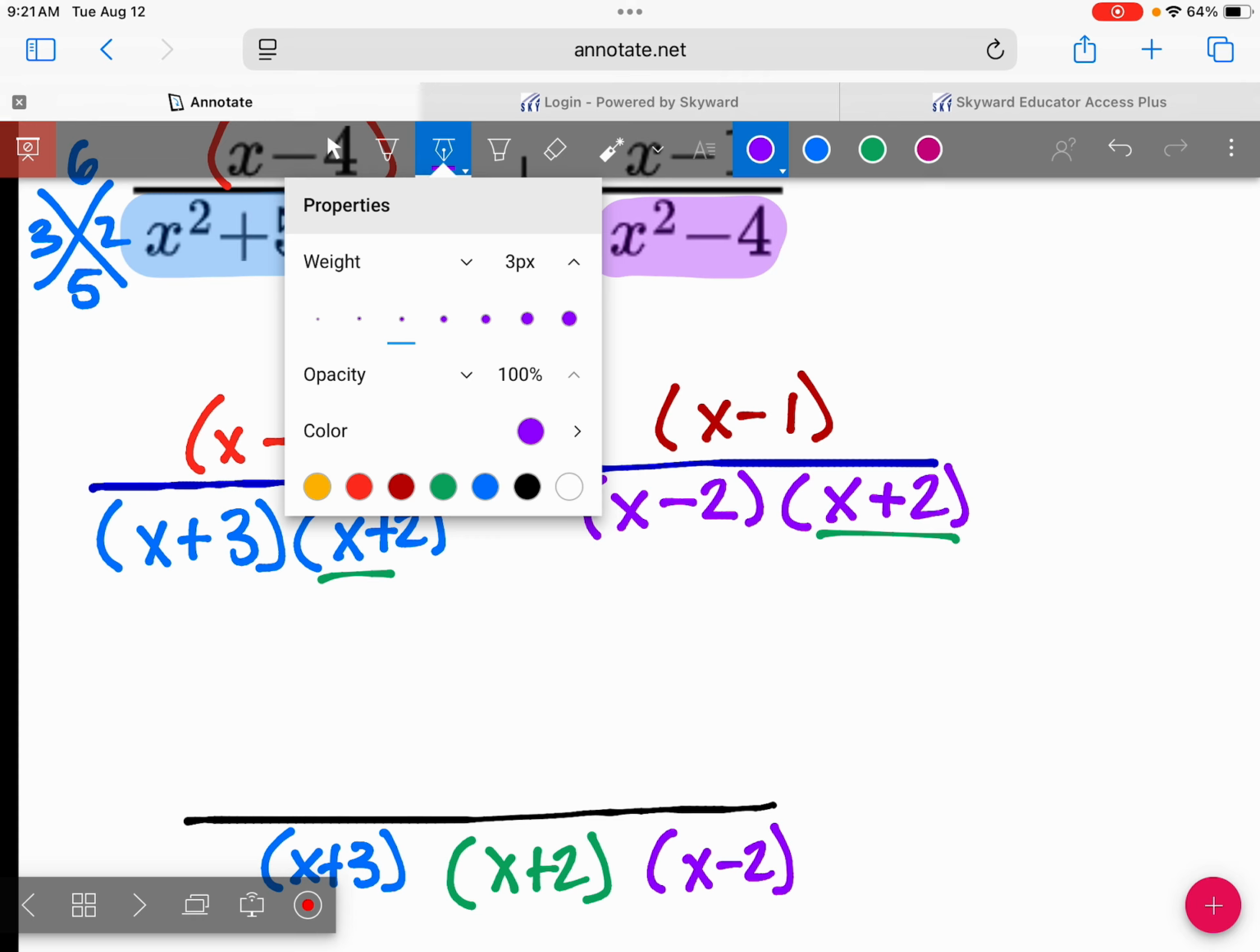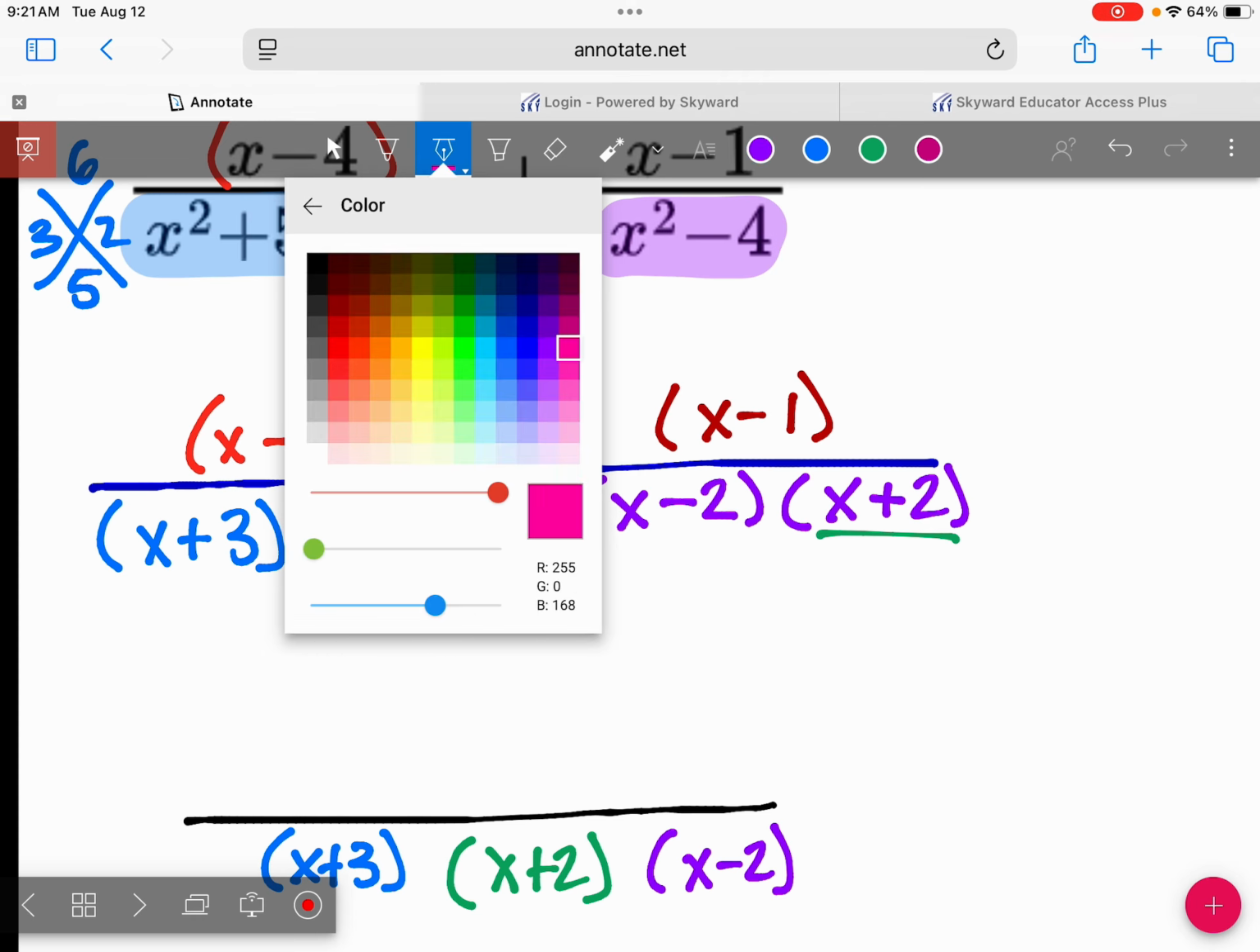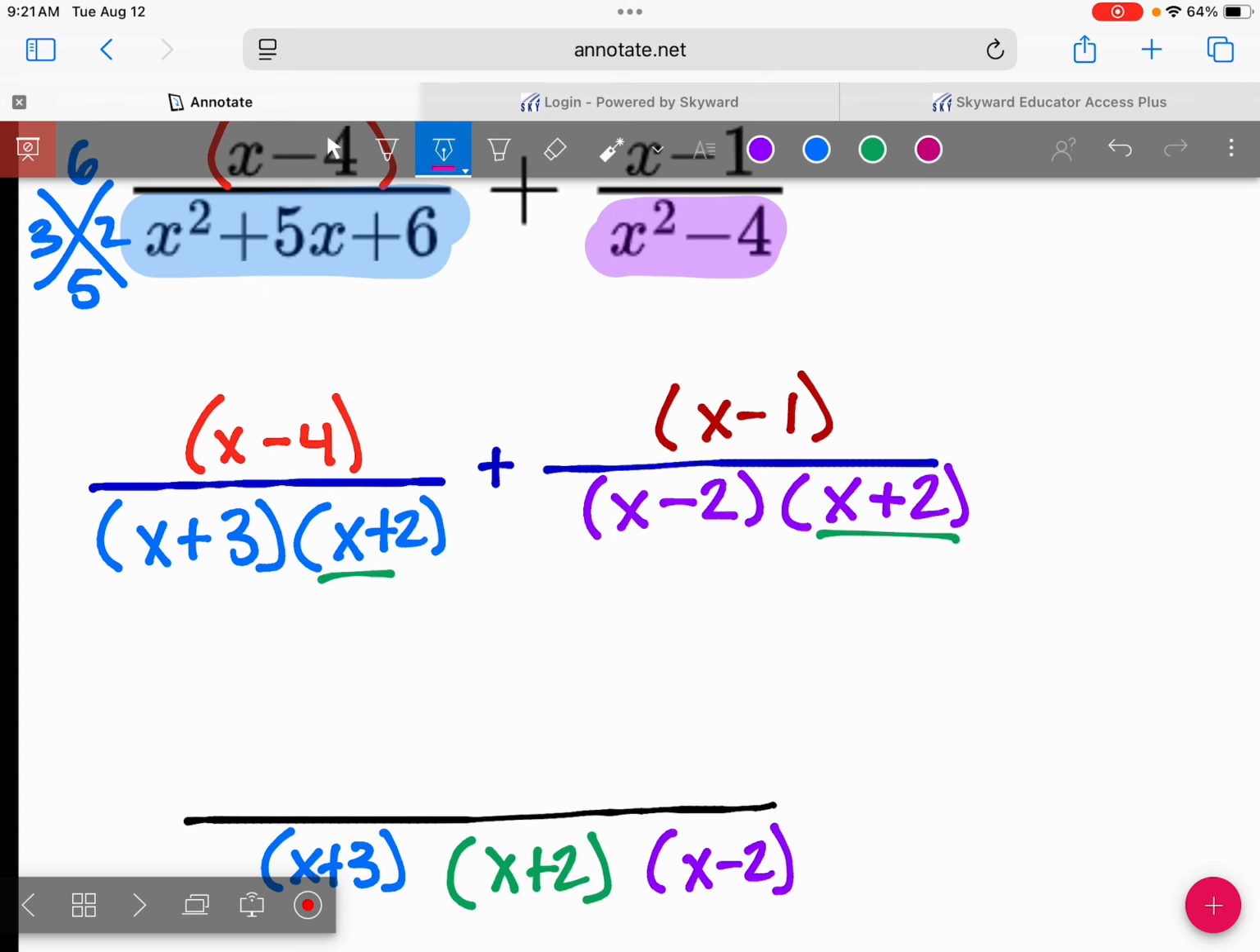So I'm just grabbing a bright color. This one we need to multiply by our x minus 2 over x minus 2. And this one we need to multiply by the x plus 3 over x plus 3. That'll fix our denominators to be the same. And we are going to multiply both of those out because we are trying to combine together our numerators.